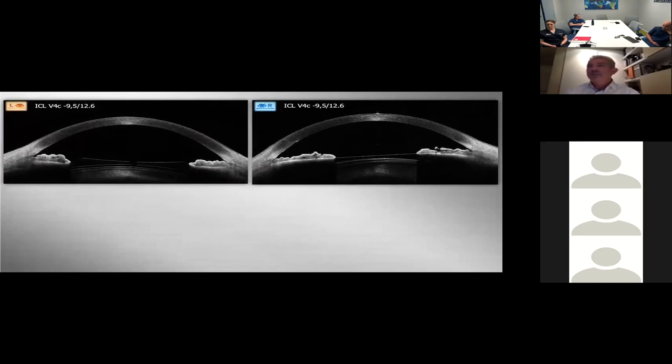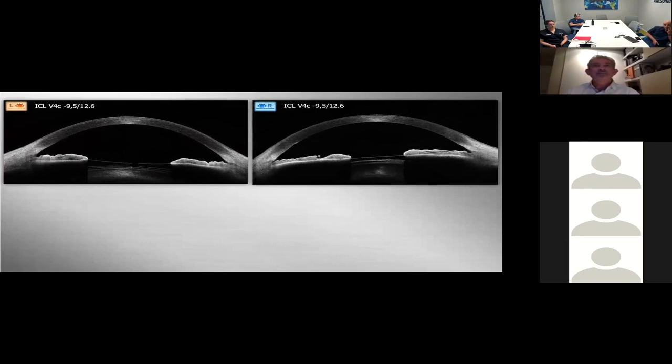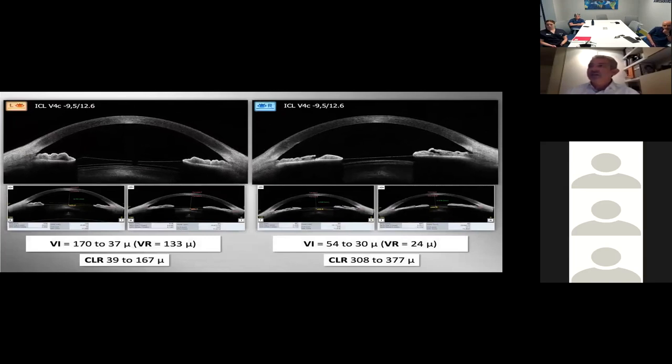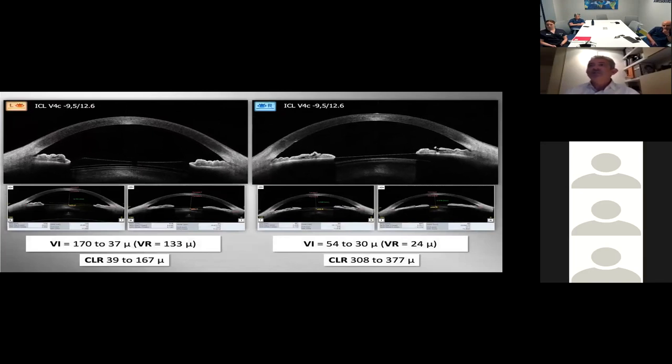Finally, two samples with a very low vault in miosis. In these cases, if we perform a static measurement in a lit room or in a dark ambient, we could incorrectly consider that the vault on the left of the screen is fine and, for example, choose the same size for the fellow eye.